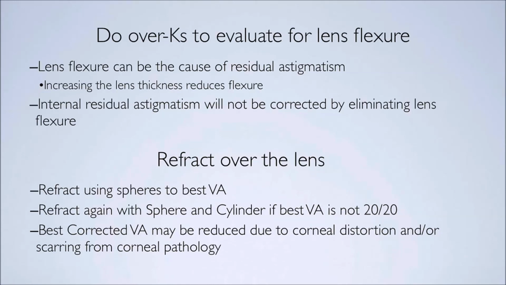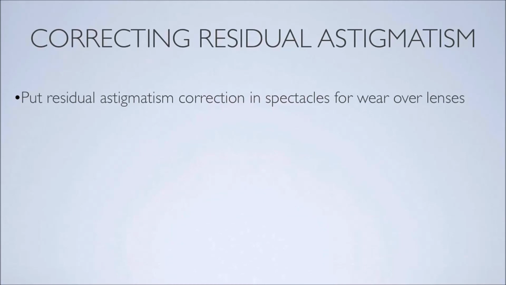Now, best corrected visual acuity can be reduced with these patients due to the corneal distortion that is present and scarring or other corneal pathology which might preclude us from getting a very sharp, accurate focus through the optical system to the retina. What should we do if we wind up with residual astigmatism? How should we correct it? Well, the easiest way, and maybe the most profitable way for you, is to put the residual astigmatism in a pair of spectacles for the patient to wear over the lenses.